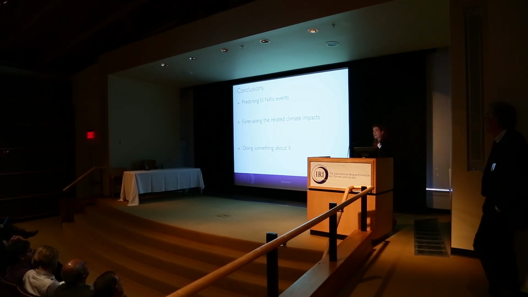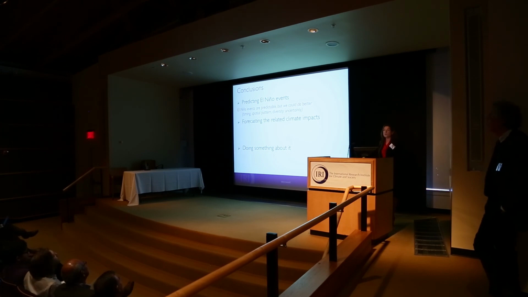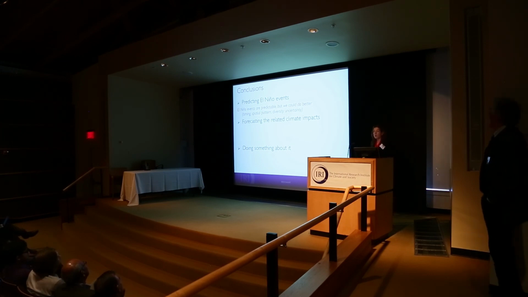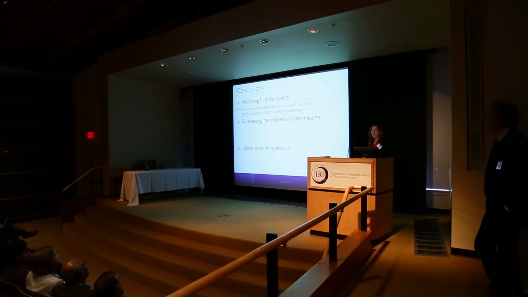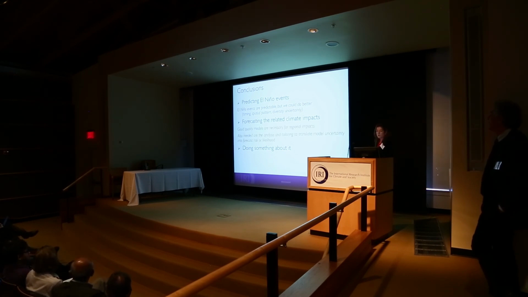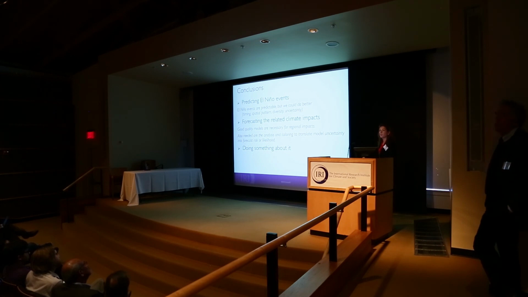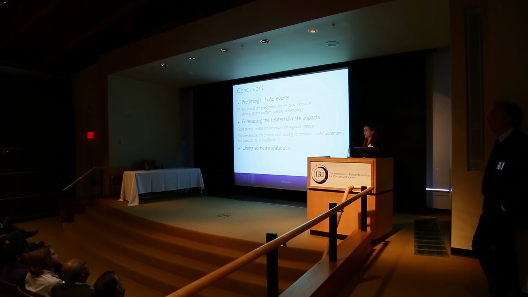So in conclusion, in predicting El Nino events, yes, we can actually predict the existence of an El Nino event pretty well. But there's a lot that could be done better, and that includes the timing, spatial pattern, and diversity of El Nino events. We heard that they're not all the same, and the uncertainty in what is actually evolving or being strong. For forecasting and related climate impacts, we do need good quality models, but we also need that analysis and tailoring to translate what the models are saying into a real on-the-ground risk or likelihood of those climate impacts.